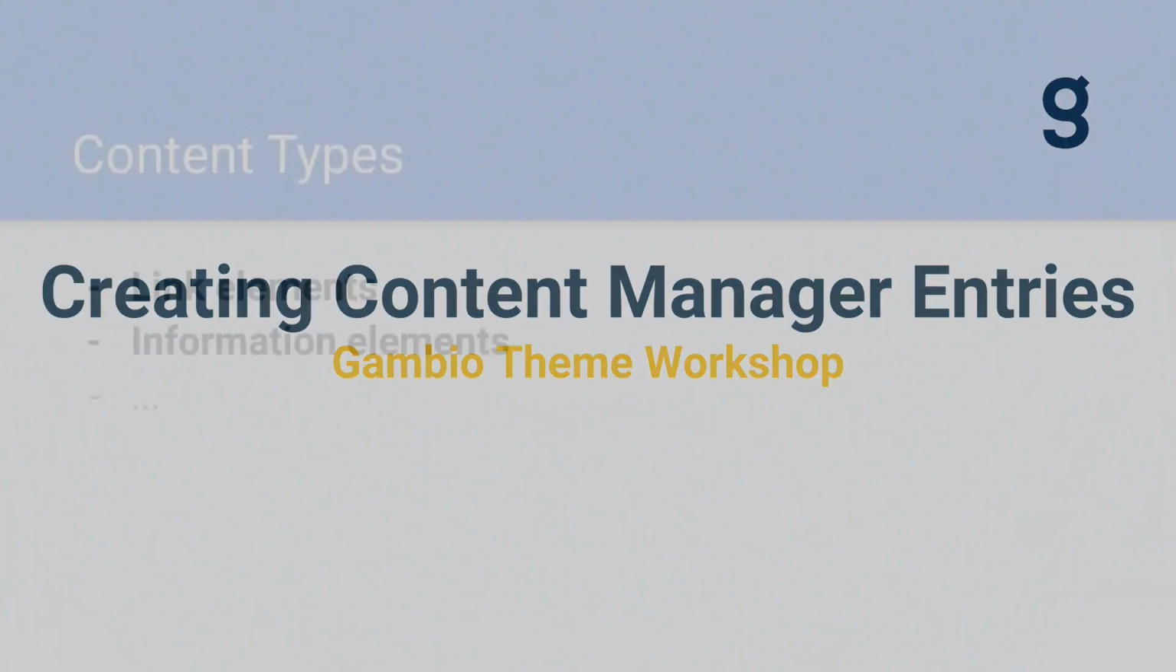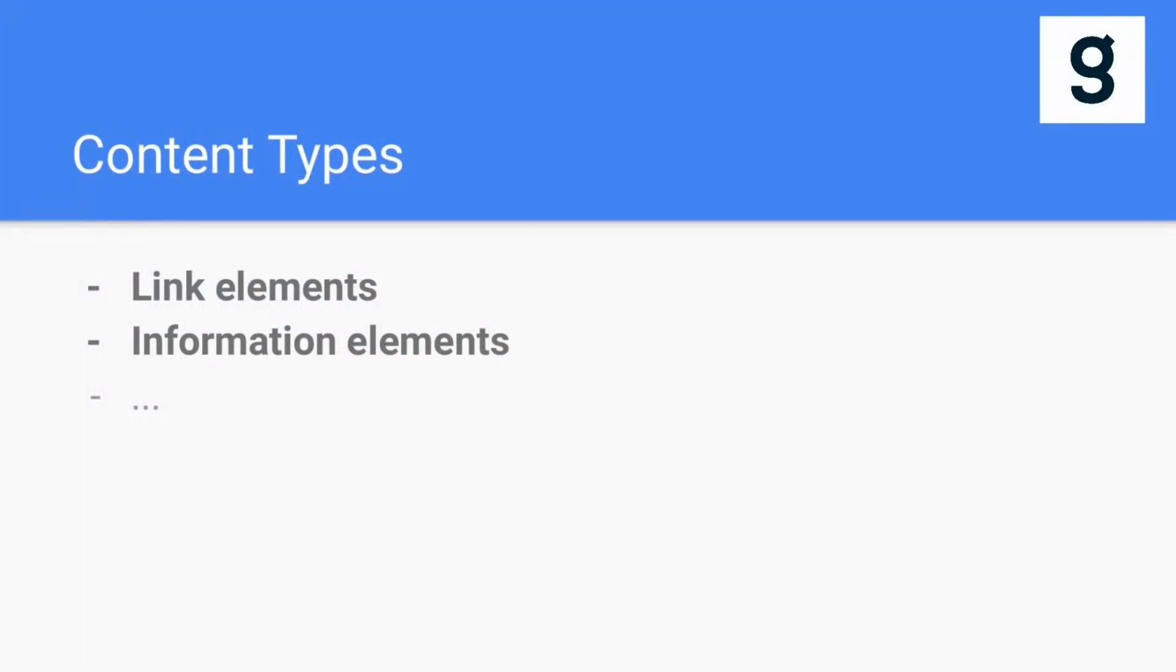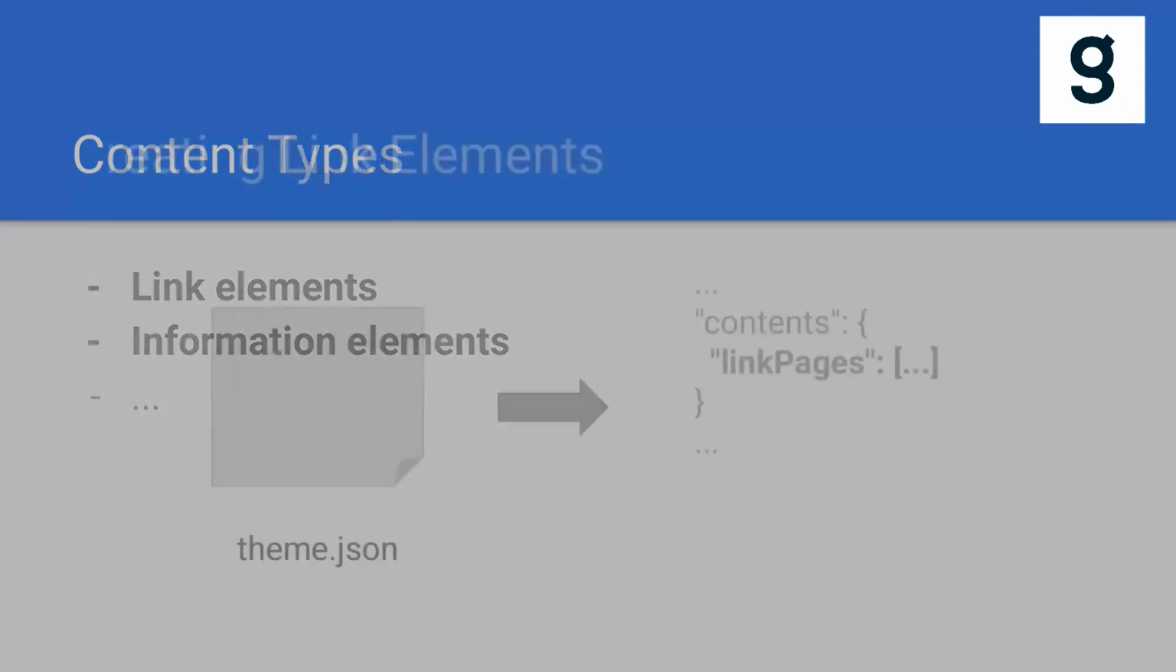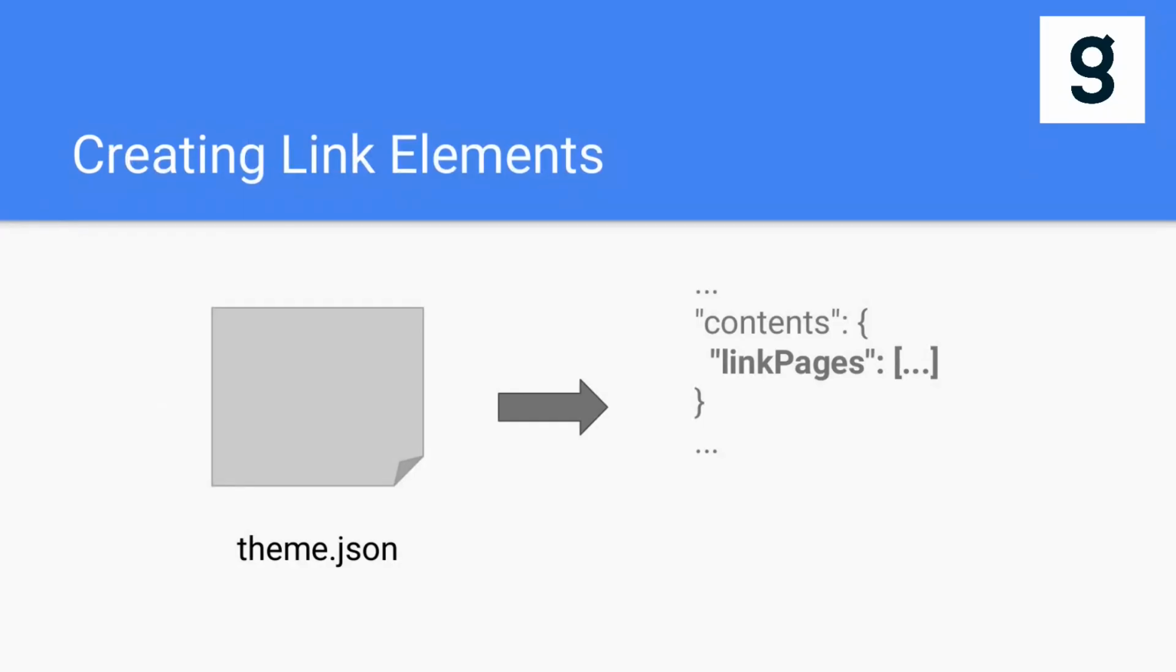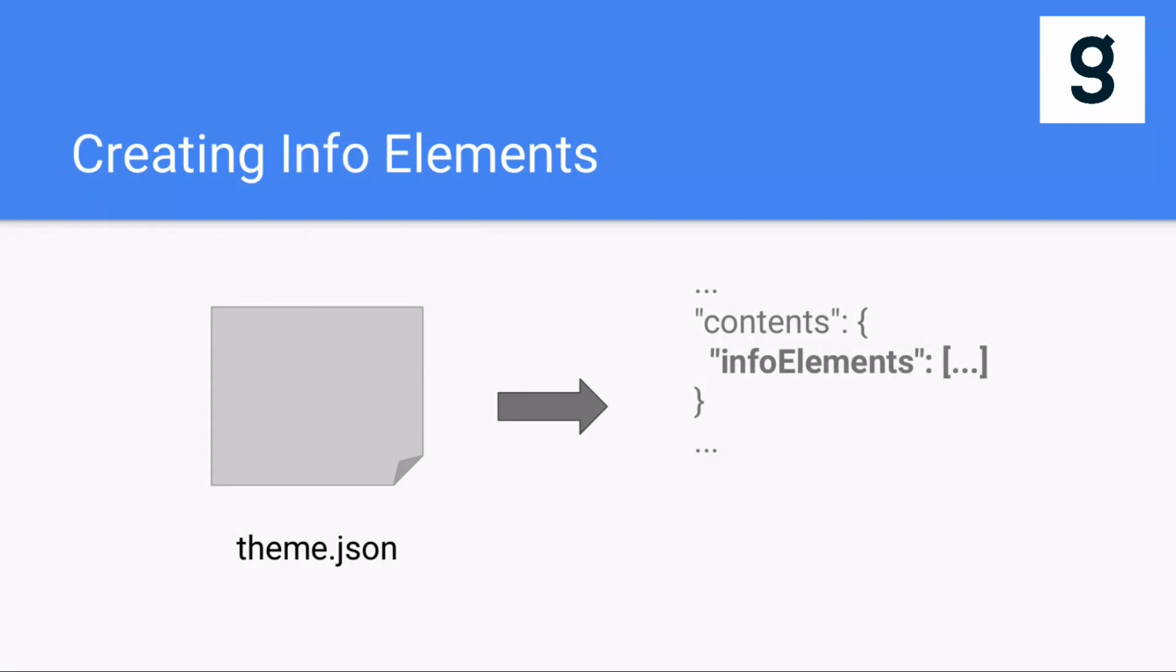Gambio provides several content types, but in this tutorial, we will only make use of two: the link elements and the information elements. Link elements are navigation points, for example, the menu items in the top navigation bar. And then we have the information elements. These are widgets that can be placed anywhere in the shop.